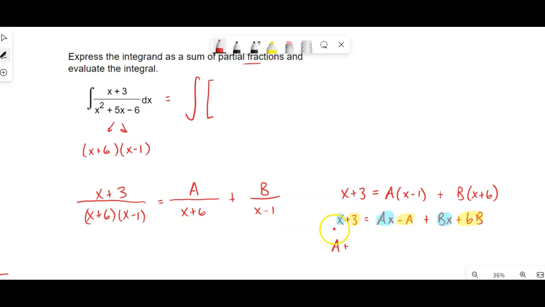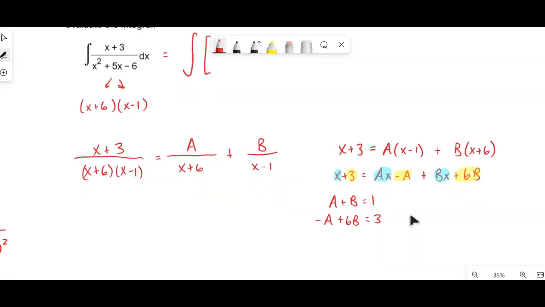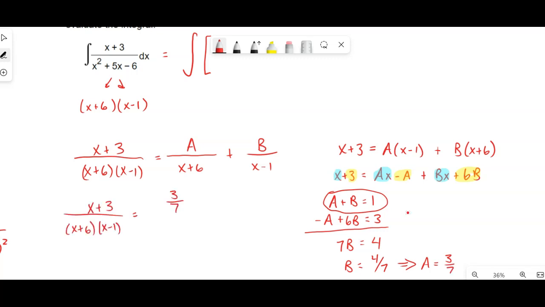So I know a plus b equals 1. I know that negative a plus 6b equals 3. And I could put that into the Desmos calculator like I've shown you in previous videos, but I notice here that the a and the negative a are going to cancel if I just add these, and I end up with 7b is equal to 4. So b is equal to 4/7. And since a plus b has to equal 1, that means a is equal to 3/7. So a is 3/7, that's over top of x plus 6. b equals 4/7, and that's over top of x minus 1.